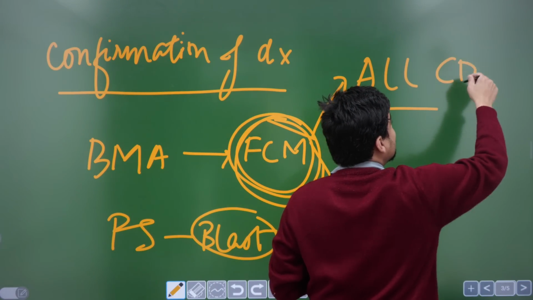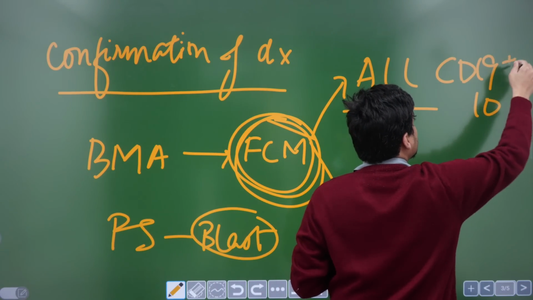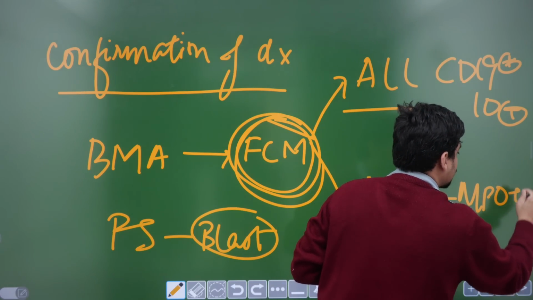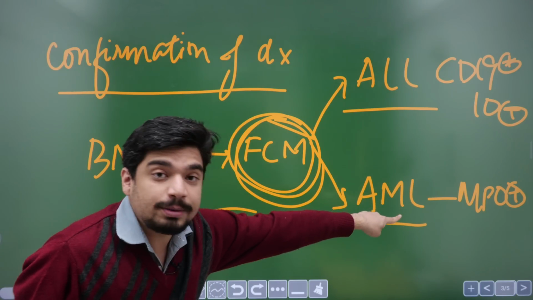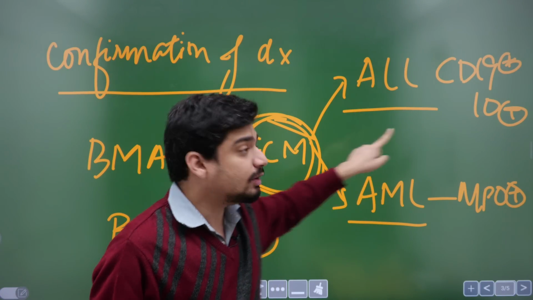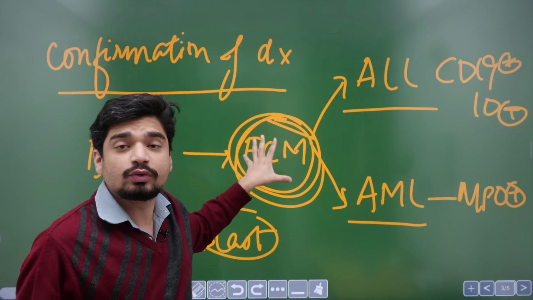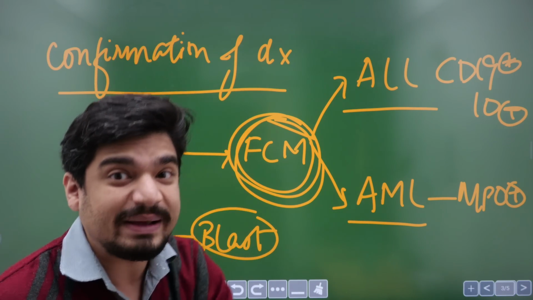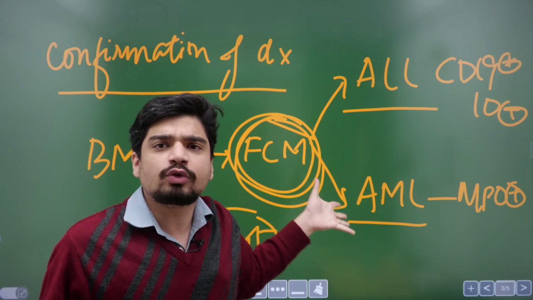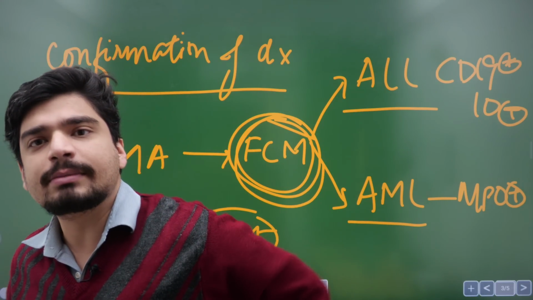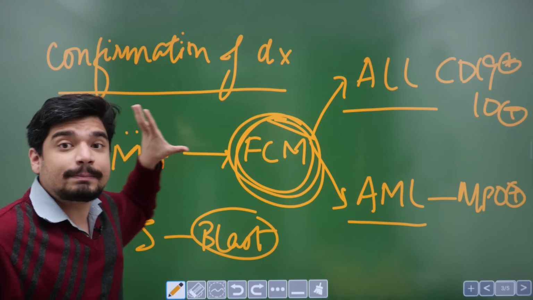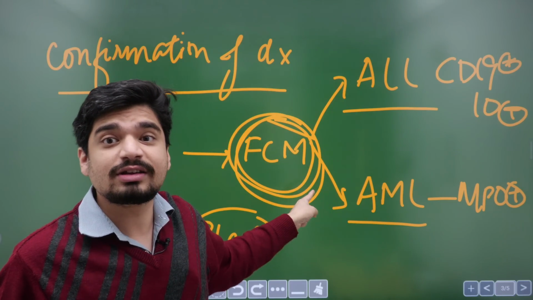Because ALL will have CD19, CD10 positive blasts, while AML will have MPO positive blasts. In order to know whether this is MPO positive or CD19 or CD10 positive, you need to do flow cytometry. So for confirmation of diagnosis, the best test is flow cytometry. Now flow cytometry can be done on peripheral blood as well. It can be done on bone marrow aspirate as well. The better sample is considered bone marrow aspirate. The best answer for confirmation of diagnosis is flow cytometry.